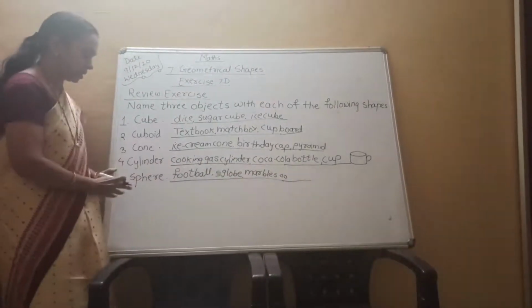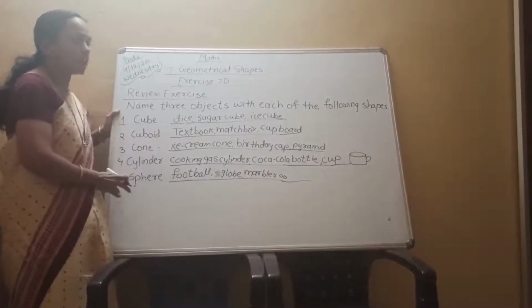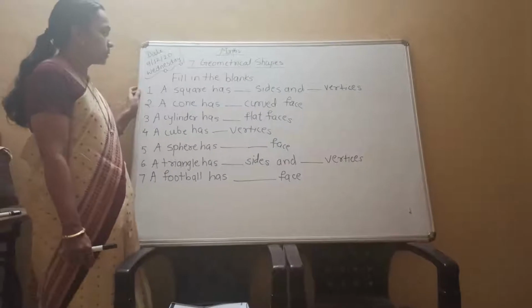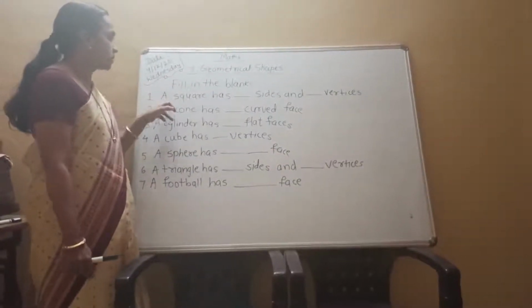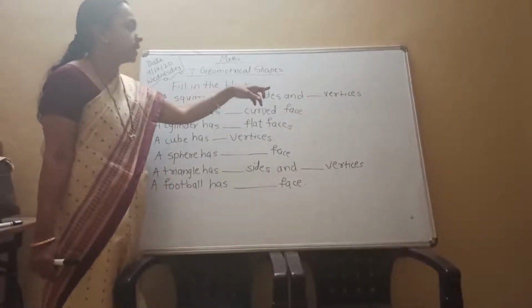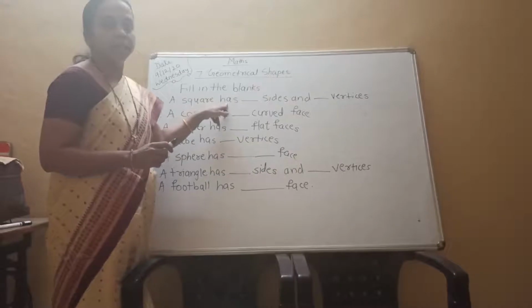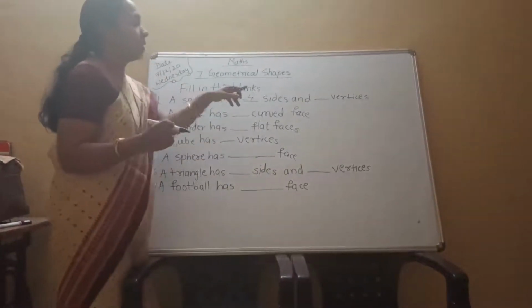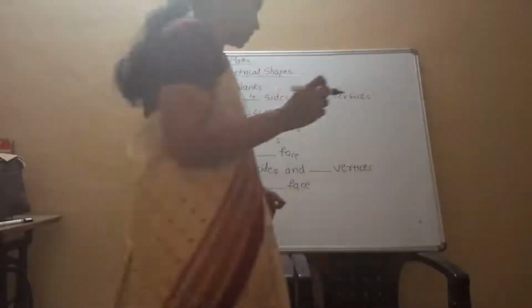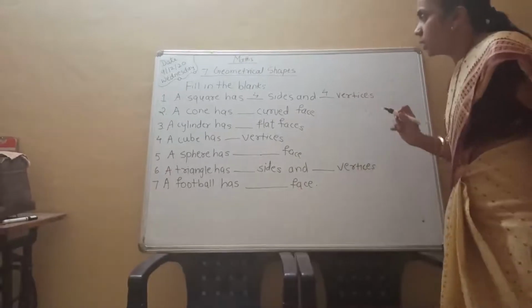Okay, that is sphere shape. So in this way you complete all these examples. Now see next question, fill in the blanks. First example is a square has dash sides and dash vertices. A square has how many sides? Total 4 sides. So you write down here 4 and 4 vertices. How many vertices? 4. So you write down here 4.